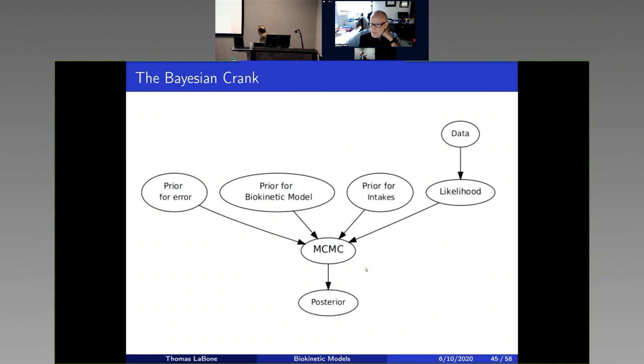So this is what is called the Bayesian crank. One of the beauties of the Bayesian method is that if you've done frequentist statistics, it's like a cookbook. There's a different approach for doing everything. For the Bayesian method, we give a prior for the error, a prior for the biokinetic model, a prior for the intakes. We have our data. This plugs into the likelihood. You run it through your MCMC calculation, you get a posterior distribution, and then you summarize and get your answers. And this is called turning the Bayesian crank. Just about every problem that you can run into can be fit into something that looks like this.